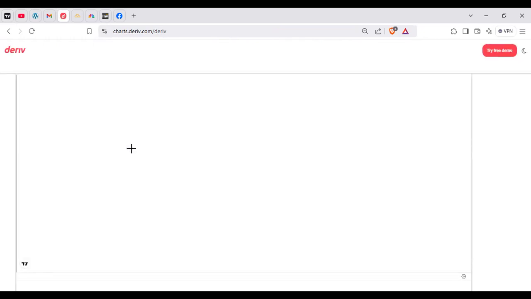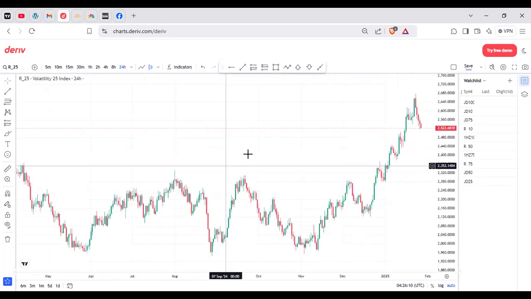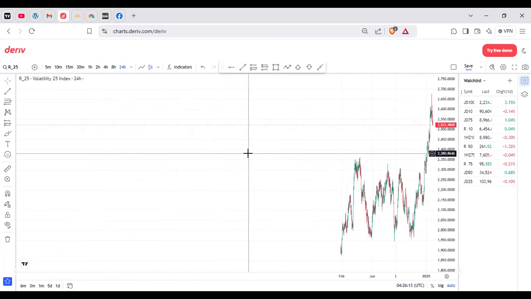Not sure which one to check specifically, but mostly I enjoy looking at the jumps. Even if we can go, let's look at this one. This one is the volatility 25 index.